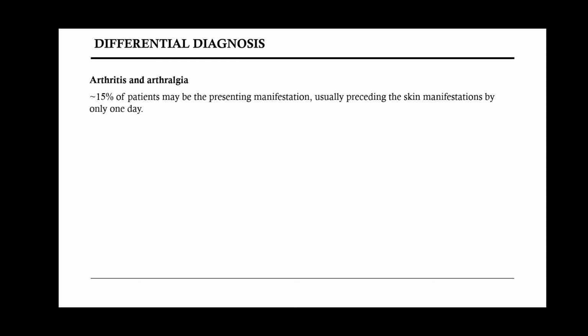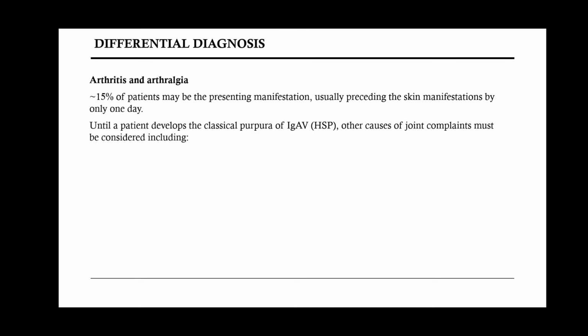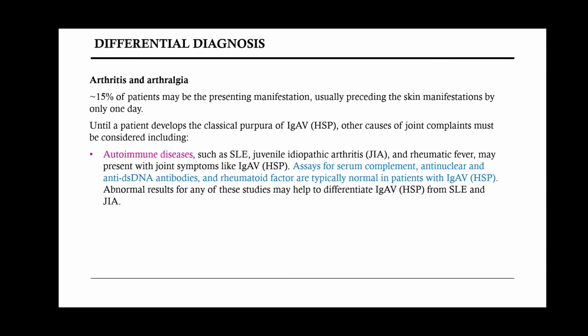So moving on to arthritis and arthralgia. In approximately 15% of patients, they may be the presenting manifestation, usually preceding the skin manifestations by only 1 day. Until a patient develops the classical purpura of IgA vasculitis HSP, other causes of joint complaints must be considered, including autoimmune diseases such as SLE, juvenile idiopathic arthritis (JIA), and rheumatic fever, which all may present with joint symptoms like IgA vasculitis HSP.